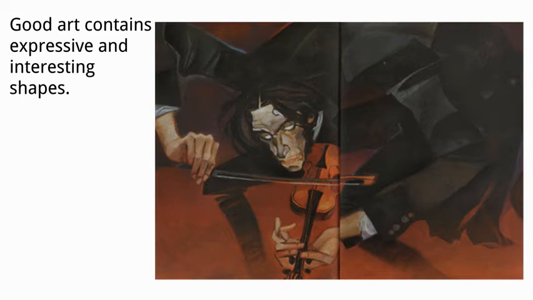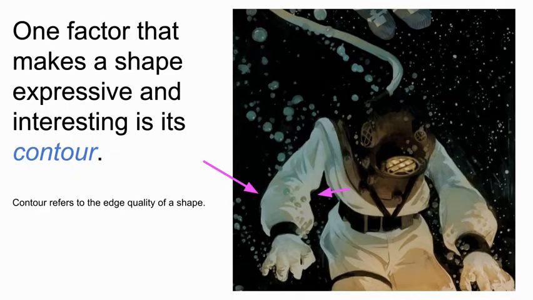Now, what makes a shape interesting and expressive? Well, contour is one factor. Contour refers to the outer edge quality of a shape. Let your eyes follow the outer edge or the outline of this deep sea diver, and you'll notice that the artist has emphasized the expressive contours of the diving suit. This adds movement, expression, and visual complexity to the artwork.